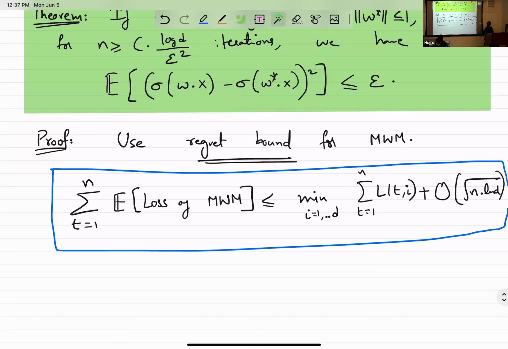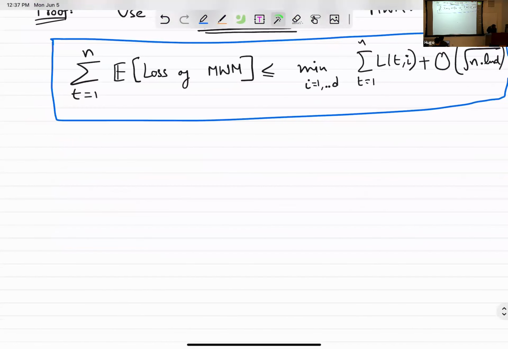So we have two terms. One is this expected loss. We need to somehow connect that to that expression. And then we have this guy here. We have to somehow understand what this means. Okay. All right. So let's first look at part one.